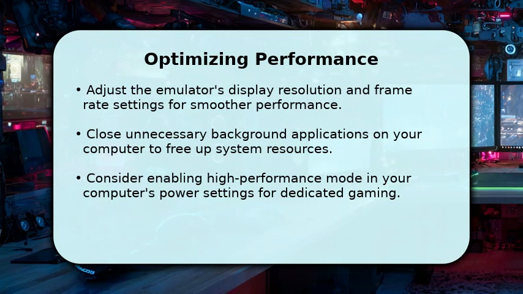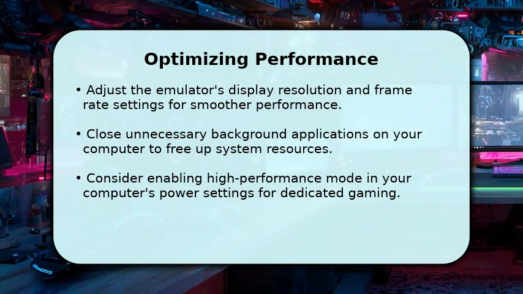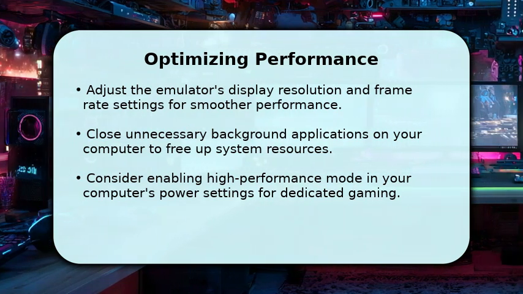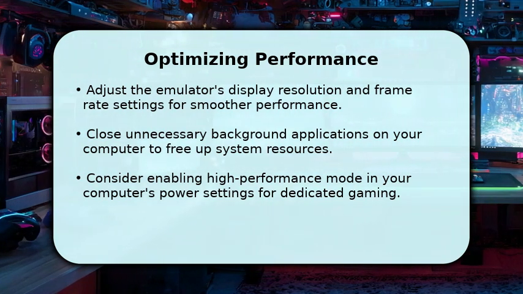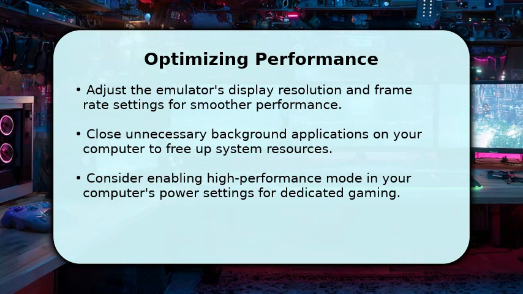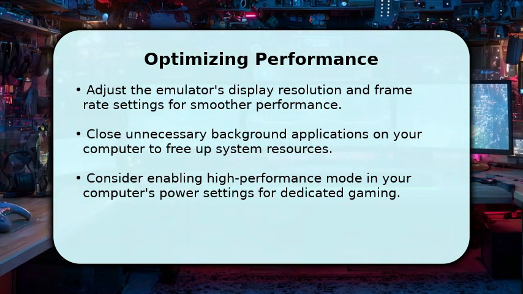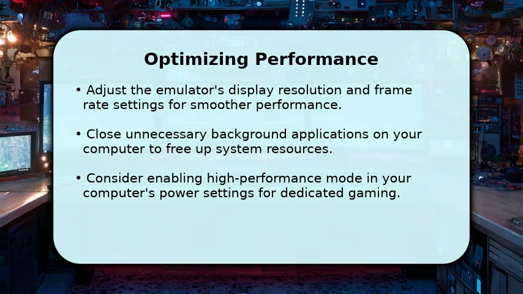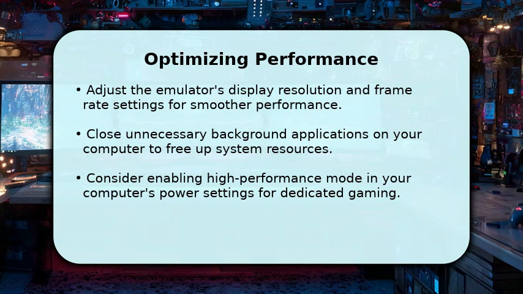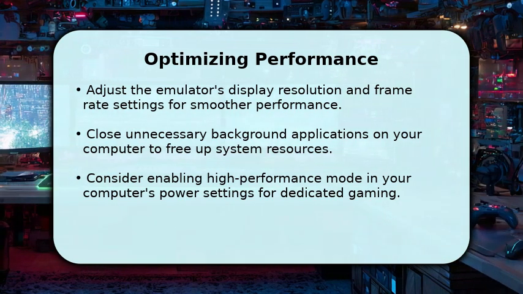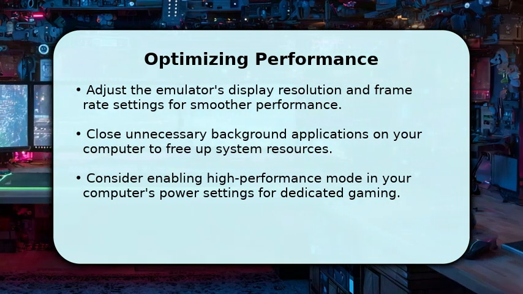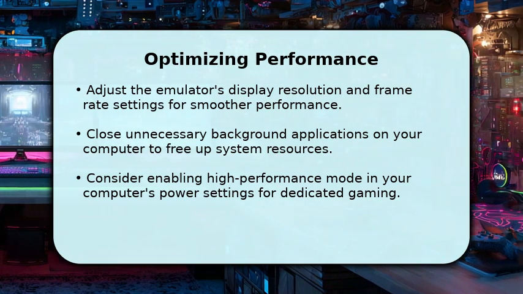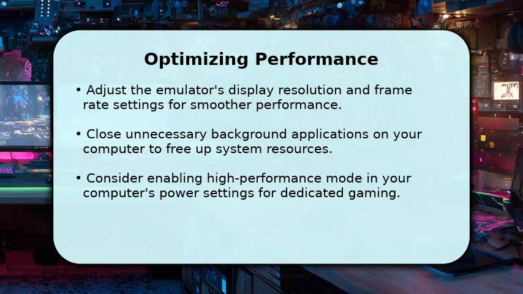To enhance your PUBG Mobile experience, optimize the emulator's performance. Adjust the display resolution and frame rate settings within the emulator to find a balance between visual quality and smooth gameplay. Closing any unnecessary background applications on your personal computer will free up valuable system resources, leading to better performance. For dedicated gaming sessions, consider enabling your computer's high-performance power mode. These adjustments will help ensure a fluid and responsive gaming experience, giving you a competitive edge.